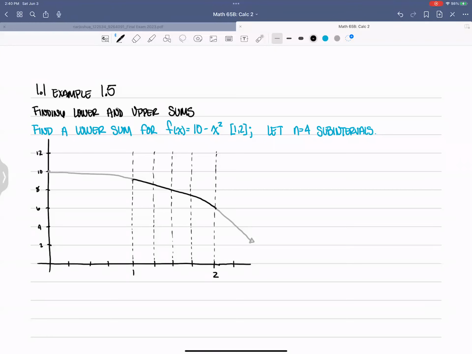Okay, so now that we have our graph, 4 sub-intervals, so 1, 2, 3, 4. Find the lower sum. They're not actually asking for lower as in left, like a smaller number. What they're looking for is a smaller value. So looking at this first interval, what side is lower? It looks like this right side's lower. So we're going to use the right side. So the lower sum is going to be our right endpoint approximation.